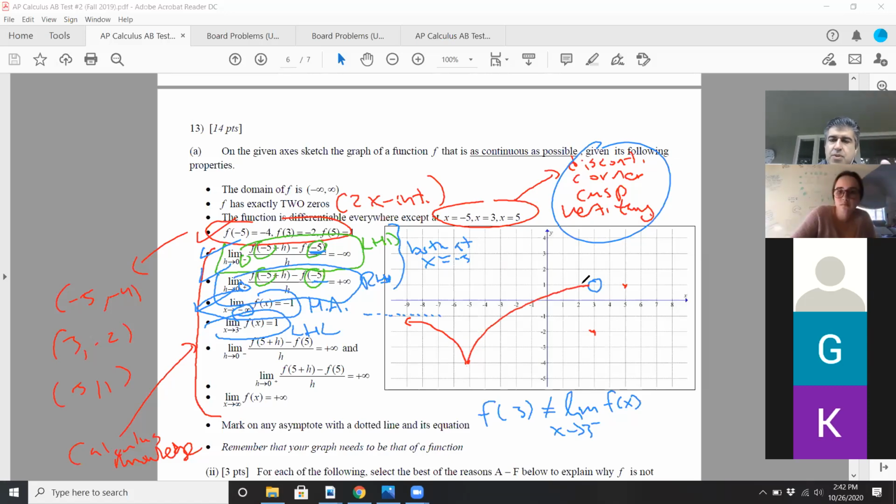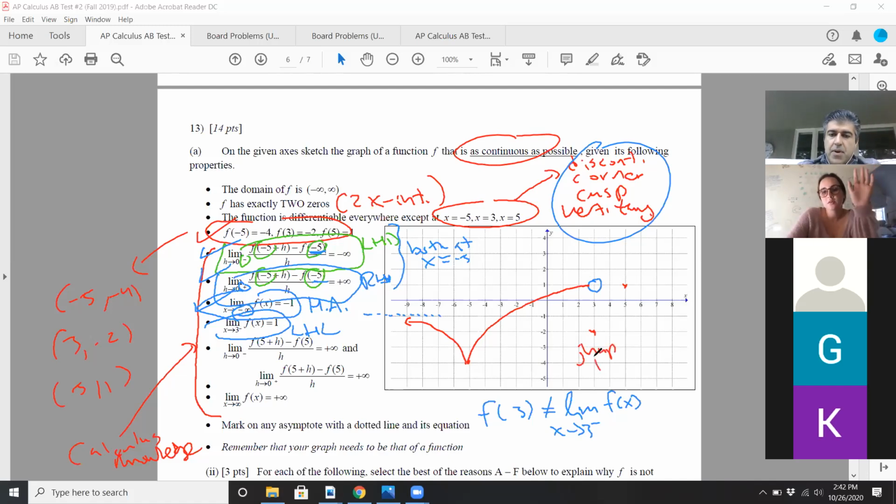So as I'm getting closer to 3 from the left, y is getting closer to 1. But f of 3 is -2, and you're told to make this as continuous as possible. Of course, it's not continuous there, given that f of 3 doesn't equal the limit. So we know there's going to be a jump discontinuity there. So here we have a jump.